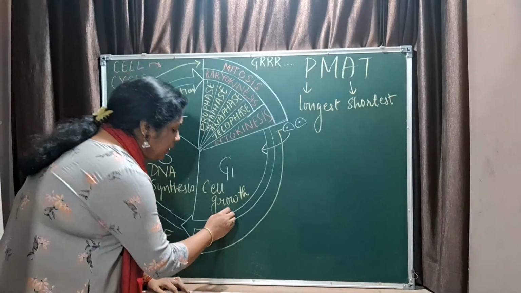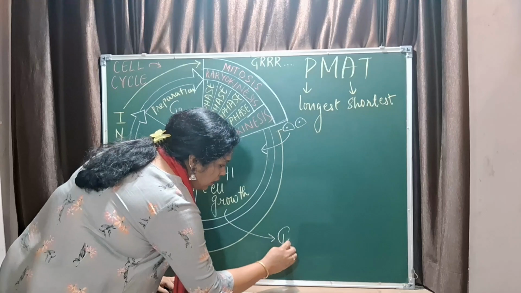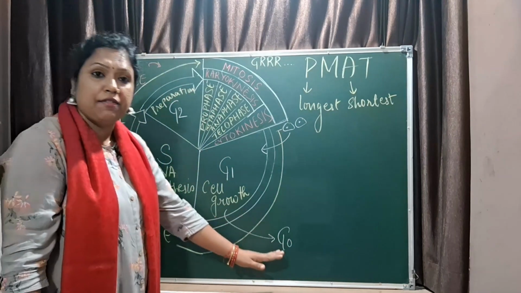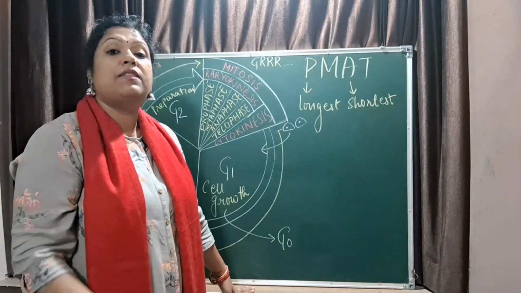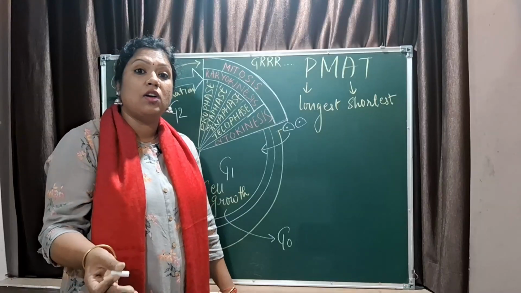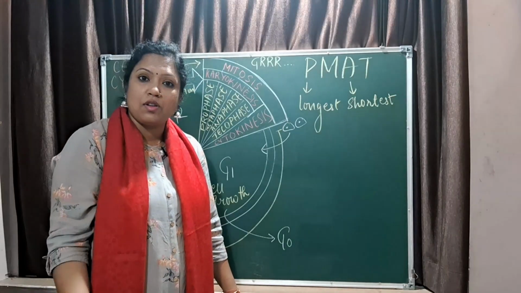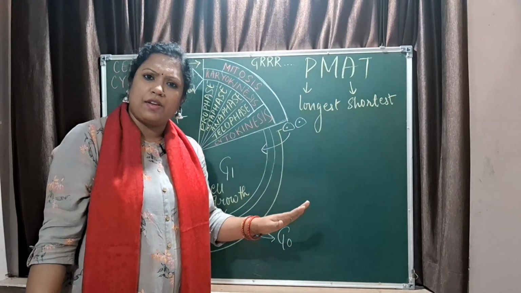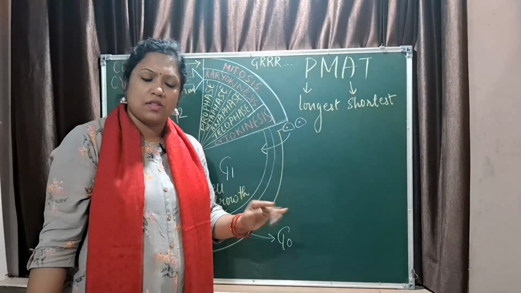At the same time, there are a few cells which enter into the G0 phase that they will never be able to divide. They will not divide in their lifetime, like your neurons, like your nephrons. So they stay in the G0 phase, that is, they do not enter into the cell division phase.